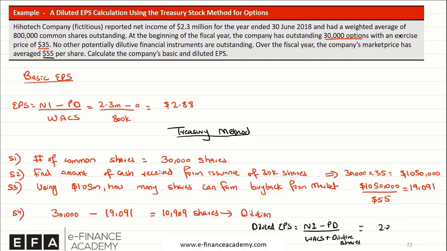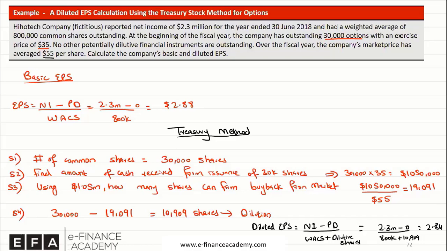It will be 2.3 million minus 0 divided by the number of shares, which were 800,000, plus 10,909, and the answer is 2.84. As you can see here, before it was 2.88, and now the earnings per share has dropped down to 2.84.